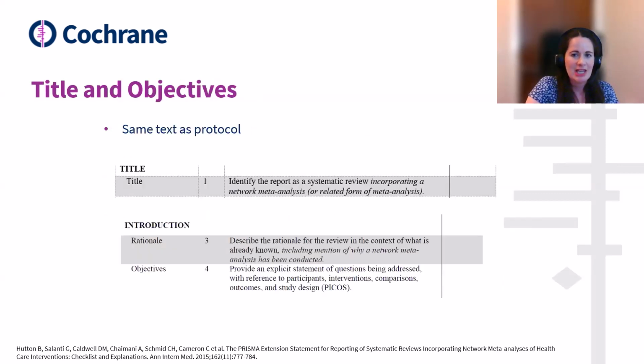The first items in the checklist address the title and objectives section of the review, and these should align with your protocol. The title needs to state that it is a network meta-analysis. There should be a rationale for why you are conducting a network meta-analysis rather than just conducting a simple pairwise meta-analysis.